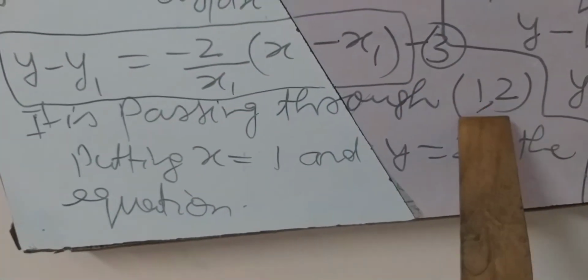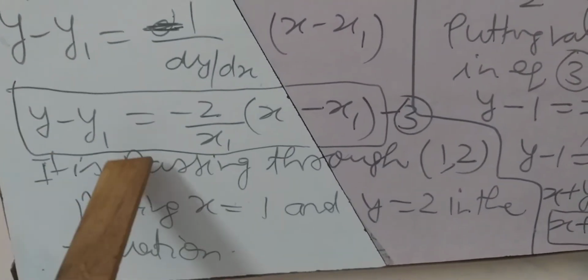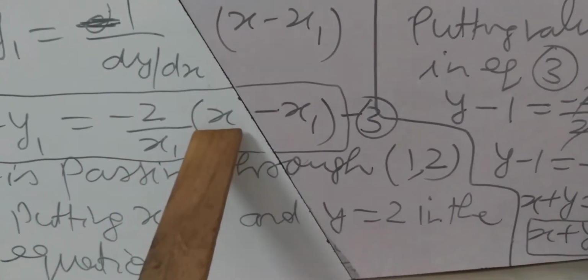Now student, it is passing through (1, 2). So when any line is passing through any point, that will be the value of x and y. So at the place of x we can write 1 and at the place of y we can write 2. So putting x equal to 1 and y equal to 2 in the equation, then it will become 2 minus y1 equals to minus 2 upon x1, 1 minus x1.